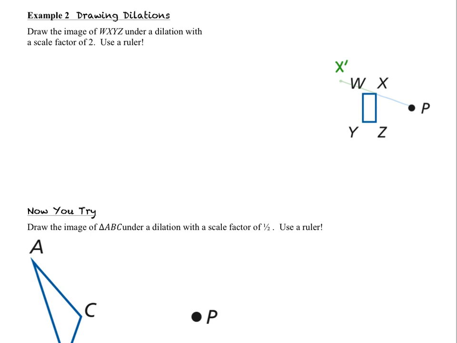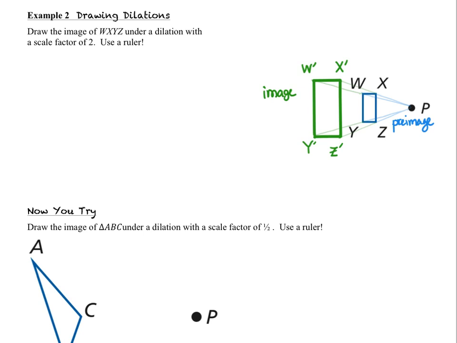So pause the video now, draw your twice as long segments from point P to points W prime, Y prime, and Z prime, and then turn the video back on so that we can take a look at what the image of the pre-image for quadrilateral or rectangle WXYZ looks like. See you back in a minute. So hopefully you didn't have any trouble making the image from the original rectangle pre-image. And you can see how in Notability it's pretty easy.